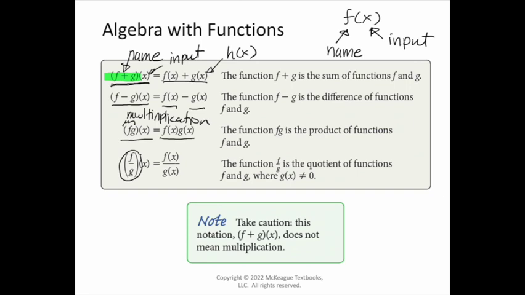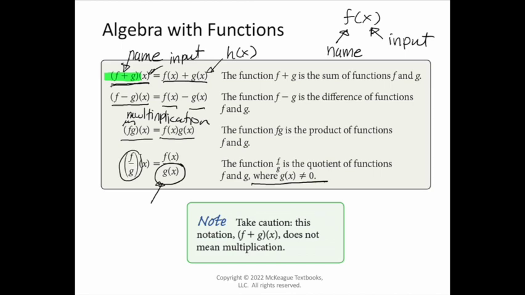However, when you divide, you want to make sure that when you're combining functions, you state what would make 0 in the denominator. So when you combine to make a new function, you want to make sure that you're checking your domain. When you do division, you want to make sure you state that g of x cannot be equal to 0. Now, a couple things to take note of.